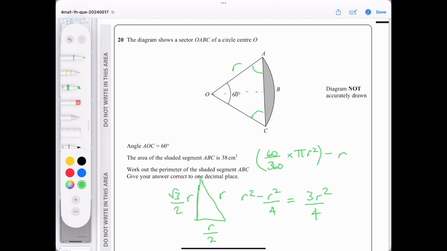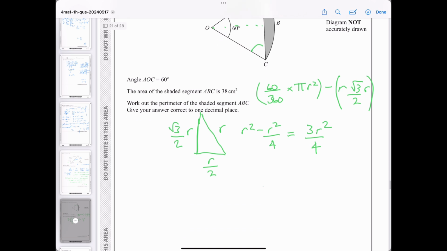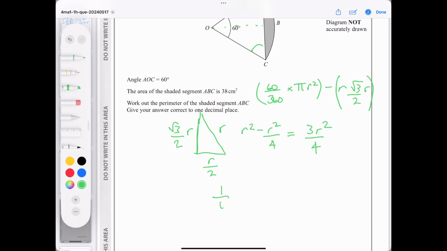So r times root 3 over 2 r, that's the area of AOC. This is great. Equals 38. So that is 1/6 pi r squared minus, that's r squared, root 3 over 4, equals 38.